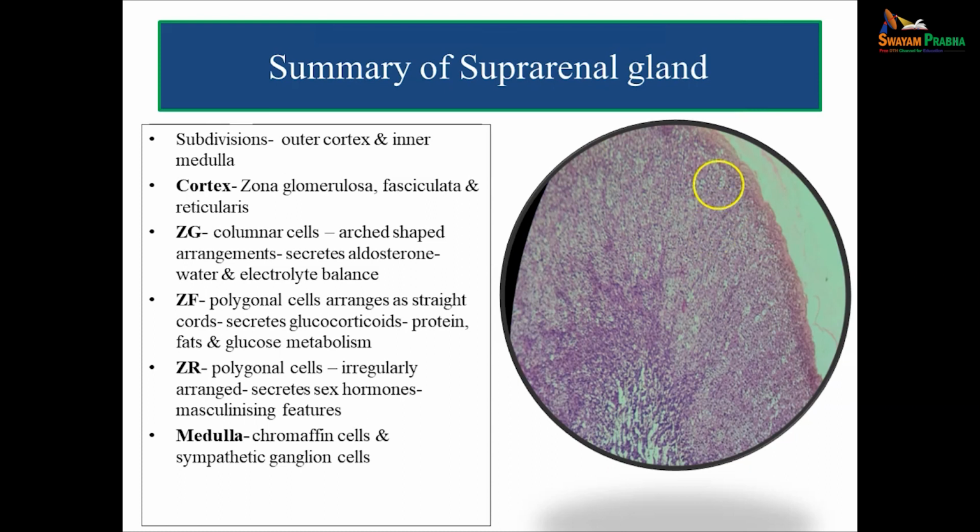The zona fasciculata has polygonal cells which are arranged as straight cords. They secrete glucocorticoids, which help in protein, fats, and glucose metabolism. The zona reticularis has polygonal cells which are irregularly arranged. They secrete sex hormones, which influence the masculinizing features. The medulla has chromaffin cells and sympathetic ganglion cells.